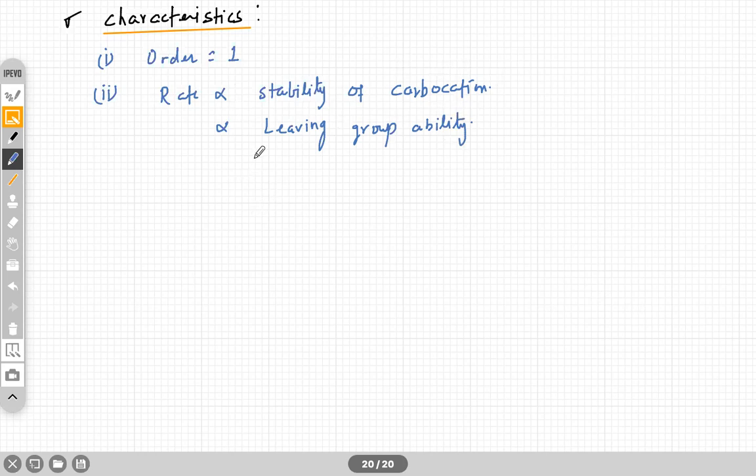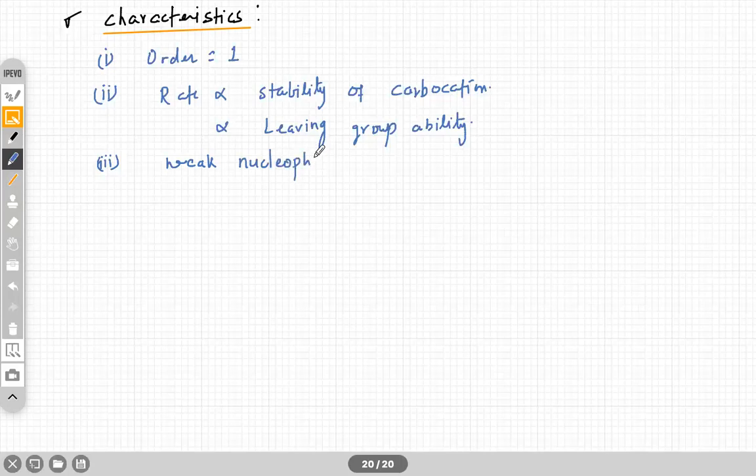Leaving group ability, and for this reaction, a weak nucleophile is preferred. Base is preferred weak because if it is strong, it will attack on the carbocation. Right? Weak nucleophile is preferred. You can also take it as weak base.